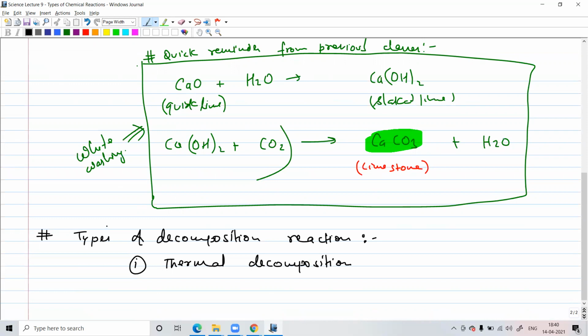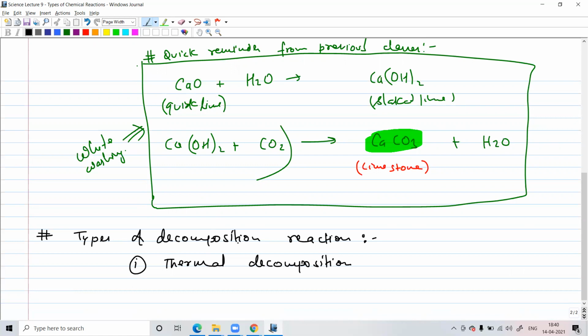Sir, can you once again say what you have said now? Yes, I will repeat that. Right now we are learning the types of decomposition reaction. And I told you that decompositions do not happen on their own. So you have to provide something. What is that something? Some kind of energy. That energy can be in the form of heat, light, or electricity. Three things you have to understand very clearly: heat, light, or electricity.